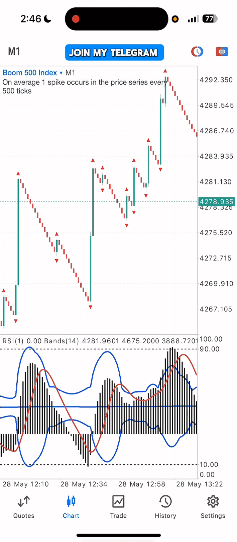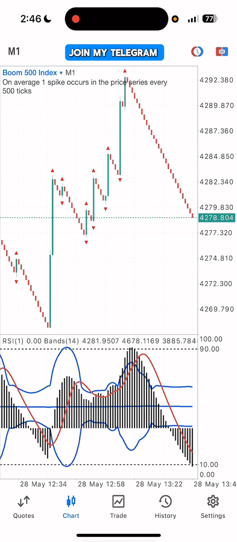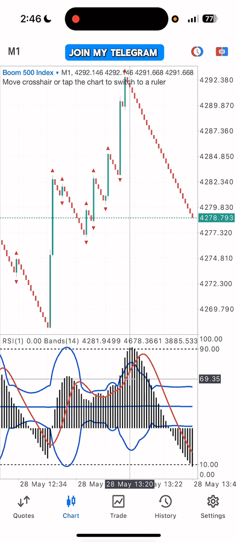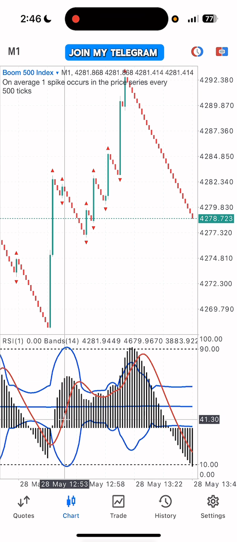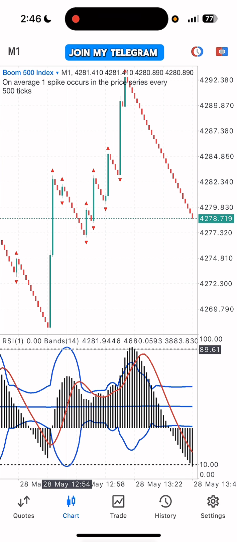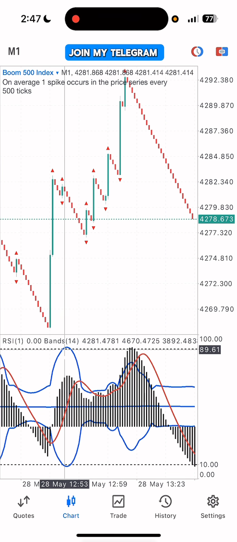All right, so I'm going to explain all you need to understand with this strategy. You can see that we have the fractals, the MACD, and the Bollinger Bands on our chart right here. So right now, as you can see, we have a level of 90 and a level of 10. You want to take a closer look at the indicator right here, showing you a level of 90 and a level of 10.